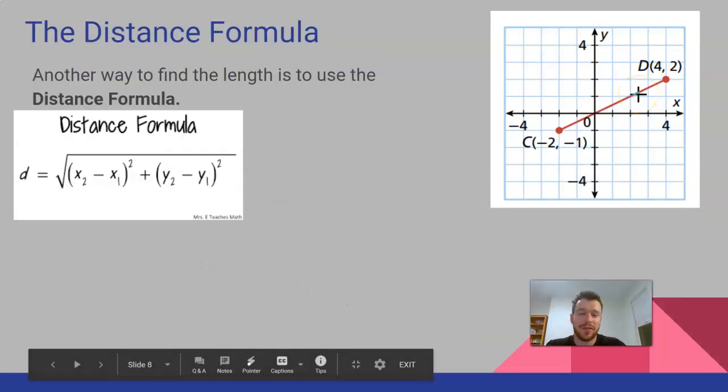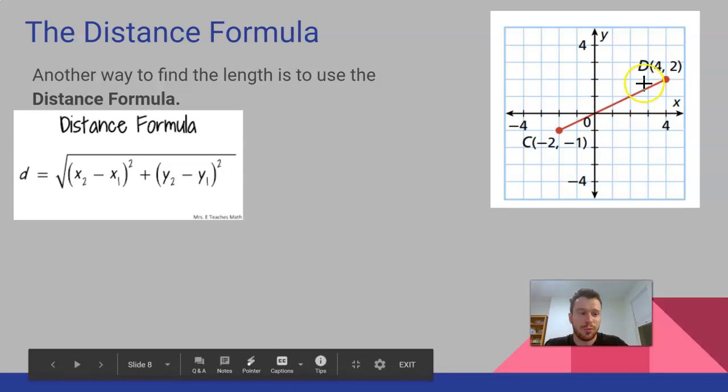Now another way to find the length of a segment is to use this thing called the distance formula. The distance formula is actually derived from the Pythagorean theorem. And I could show you in class how that's done if you're interested. But here's the distance formula. It's d equals the square root of x2 minus x1 squared plus y2 minus y1 squared.